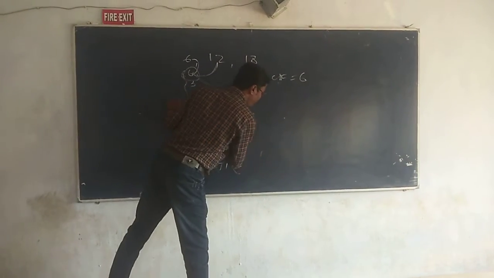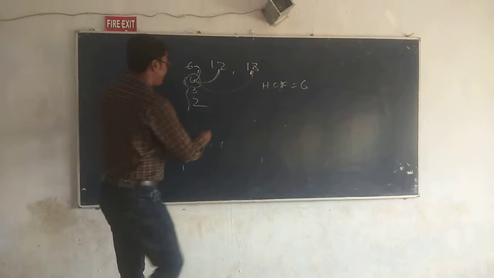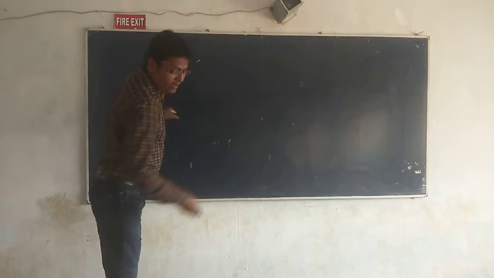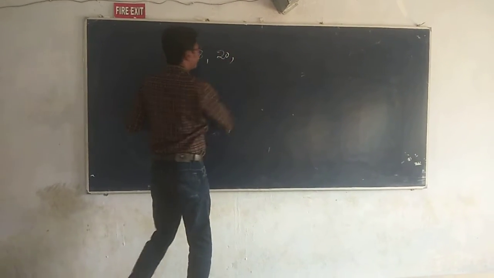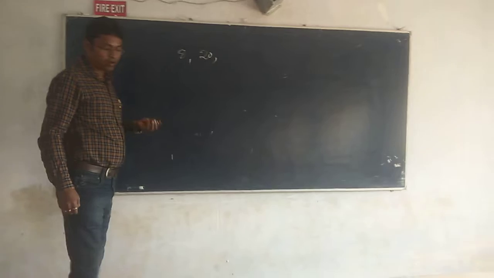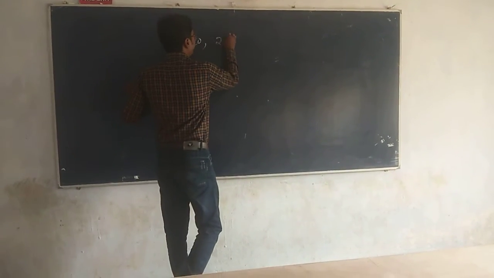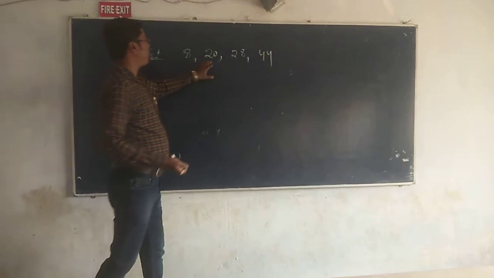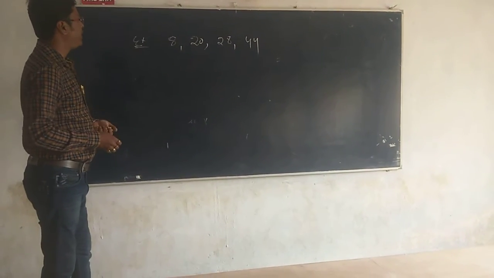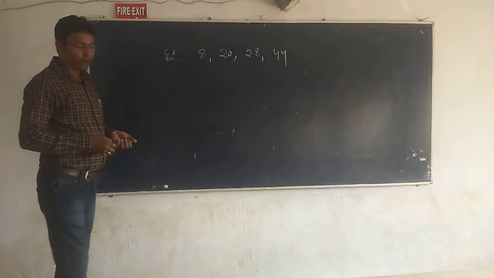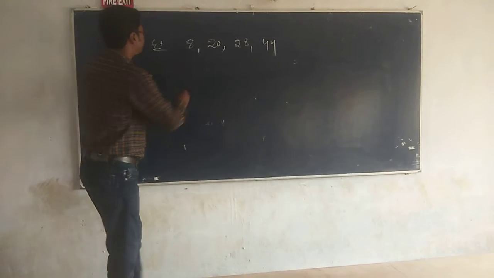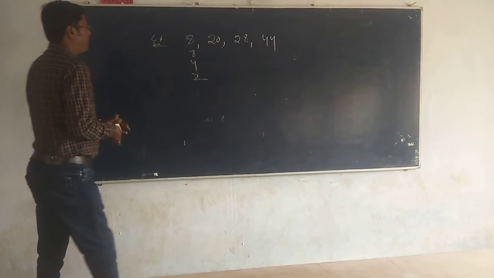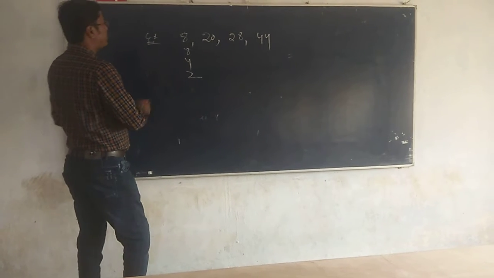Let us work another problem. The four numbers are 8, 20, 28, 44. So how to find the HCF in the short way? First consider 8. The factors of 8 are 8, 4, 2, and 1. 1 is not considered here. So first divide by 8.